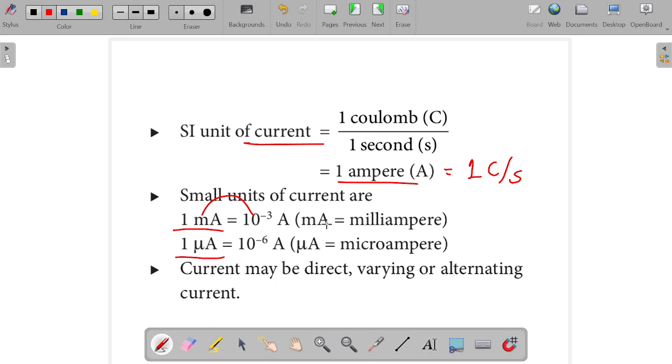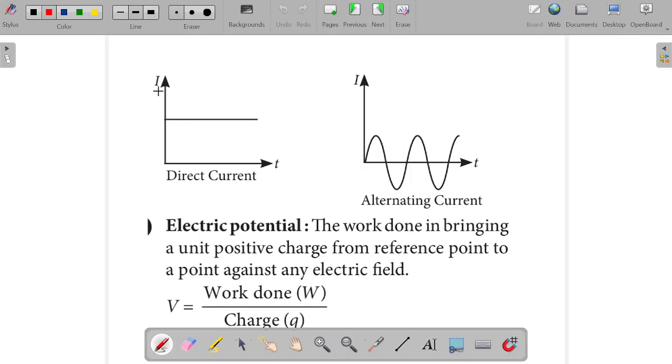Current has two types. One is DC, the direct current, and the other is alternating or varying current. For the 10th board you mostly deal with direct current. If you plot direct current against time, its value is constant with respect to time, but for alternating current, the value changes alternately over a period of time.